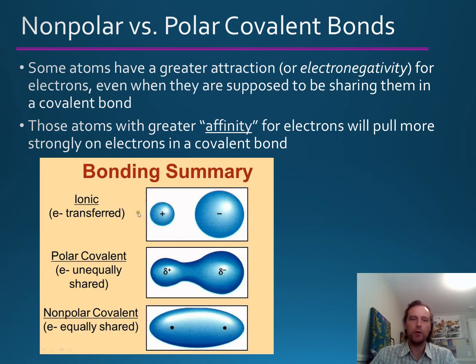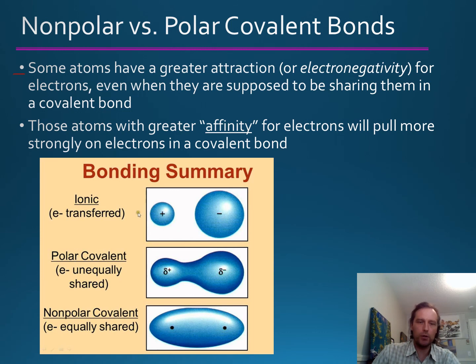Now we're going to talk about nonpolar versus polar covalent bonds. We are still talking about covalent bonds, just two types. Bullet 1. Some atoms have a greater attraction. This is called electronegativity. Electronegativity is just the amount of attraction an atom has for electrons, even when they're supposed to be sharing them in a covalent bond.